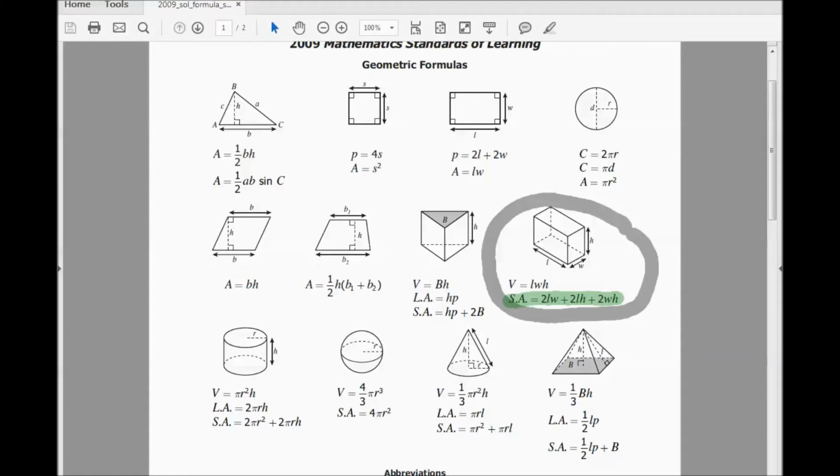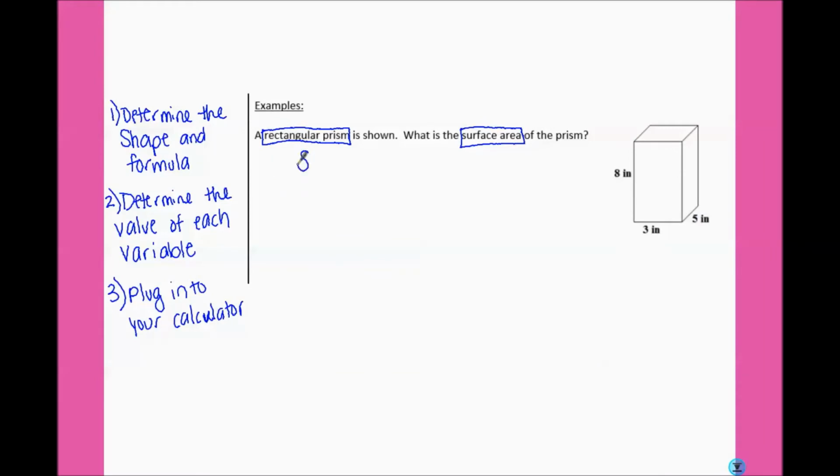So I'm going to rewrite that on our notes. Surface area is equal to 2LW plus 2LH plus 2WH. So we have an L, a W, and an H in here. So we need to determine from this picture what's L, what's W, and what's H. L stands for length, so it's how long the box is, so that's here. Width is how wide the box is, so that's here. And then height is how tall the box is, so that's here.